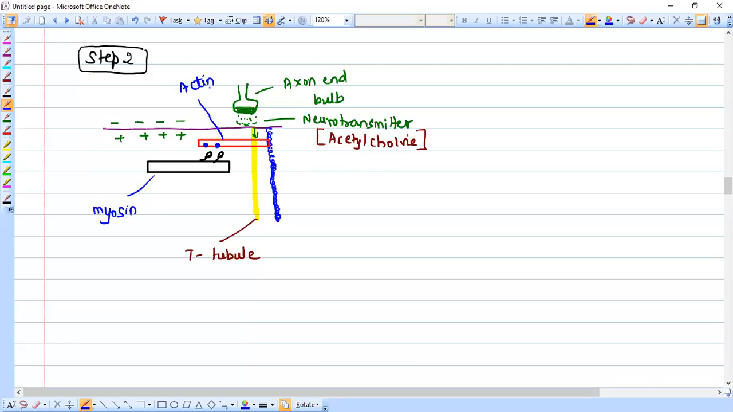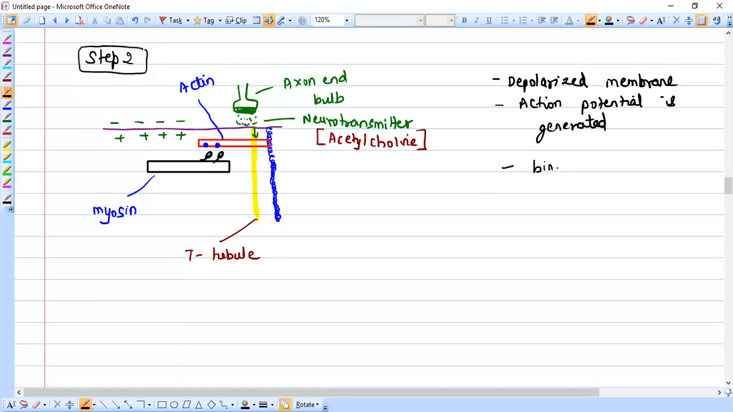But due to conduction of impulse, what has happened? We can say now this membrane is a depolarized membrane. So I call it depolarized. Depolarized membrane means when the impulse is conducted. So in the depolarized state, action potential is generated. And since action potential is generated, the sodium channels will open up. And finally, the axonic bulb binds to the sarcolemma. Sarcolemma is the outermost covering.